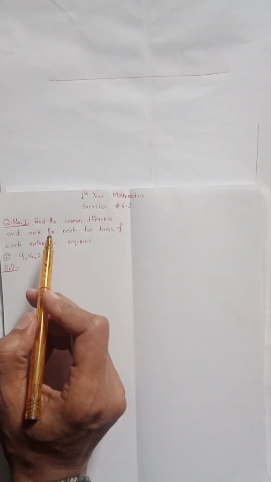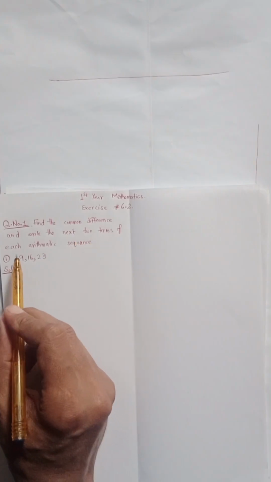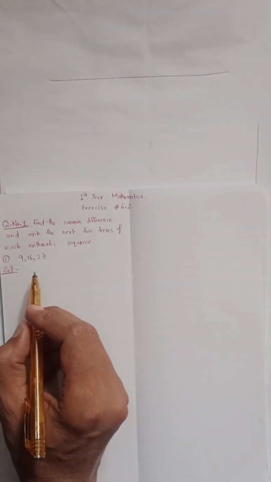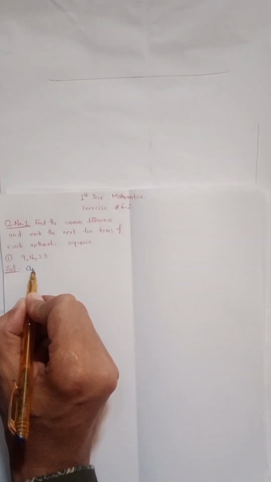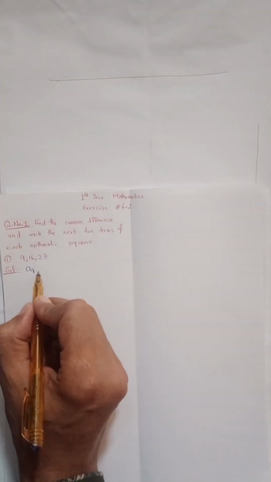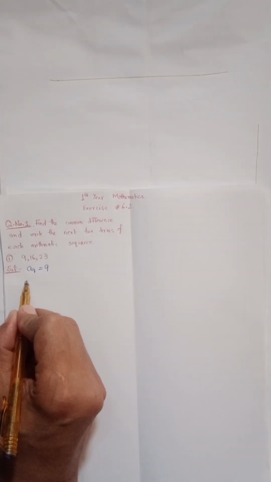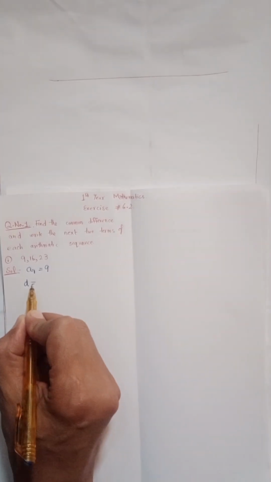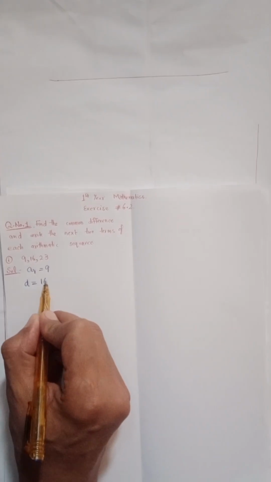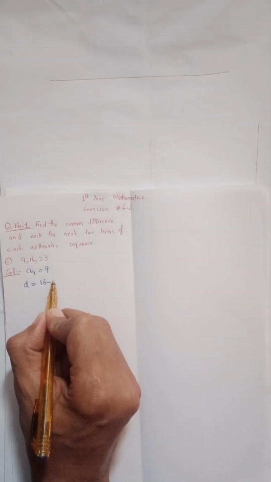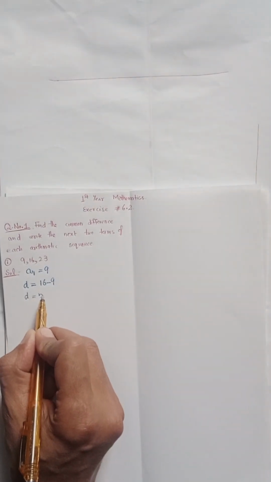Bismillahirrahmanirrahim. Question number 1. Find the common difference and write the next two terms of each arithmetic sequence. In this arithmetic progression, the first term is 9 and the common difference, that is the difference between two consecutive terms, we can find as 16 minus 9, that equals 7.